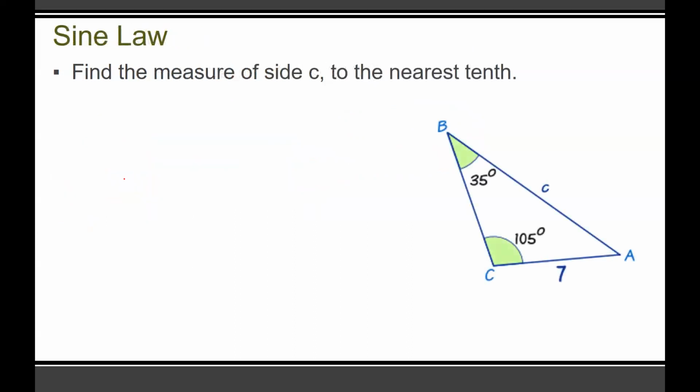All right, so here's another question. This is a sine law question. Find the measure of side C to the nearest tenth. Pause the video here and we'll go over it in just a minute. Okay, so we're going to go over this now.